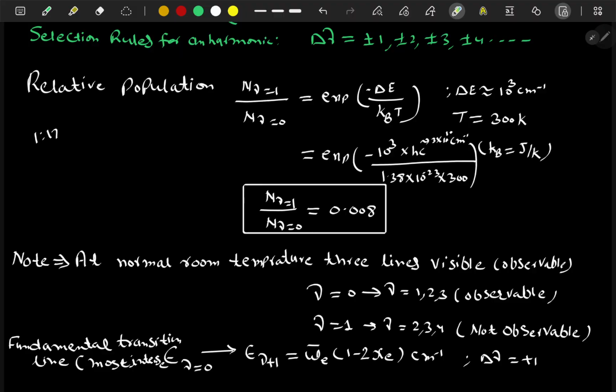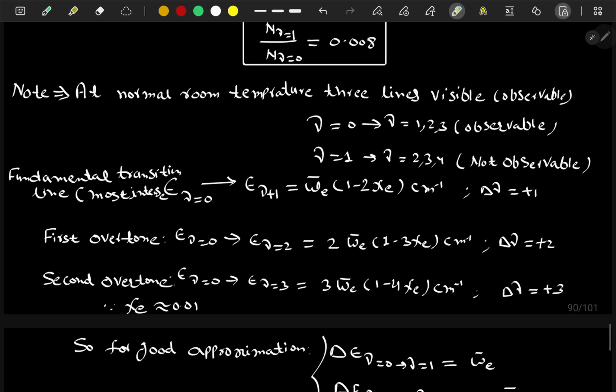Okay. Now we'll go for relative population for n equal to 1 to n equal to 0 to 1. Same Maxwell-Boltzmann, delta is here, t is here, solve it, and you are having the answer of the question 0.008, means 8 by 1000, means 8 atoms among the 1000 atoms will show the transition.